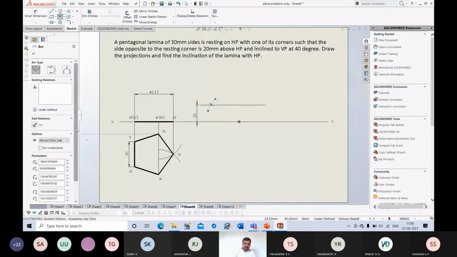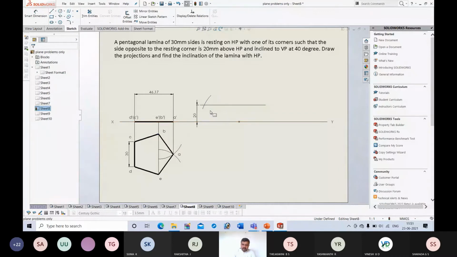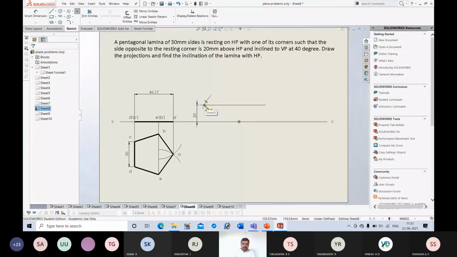So it is 46.17. It will cut the horizontal line drawn 20 mm above HP. So this is the point where D dash and C dash lie. This is C dash D dash. Next, connect these two. In the same front view, we are satisfying the first condition.